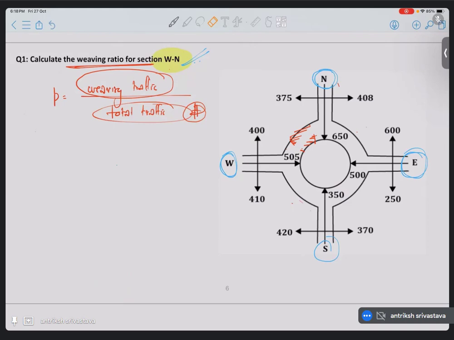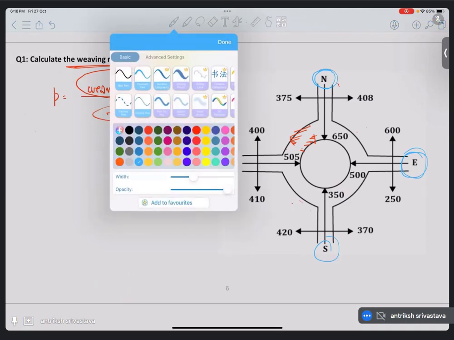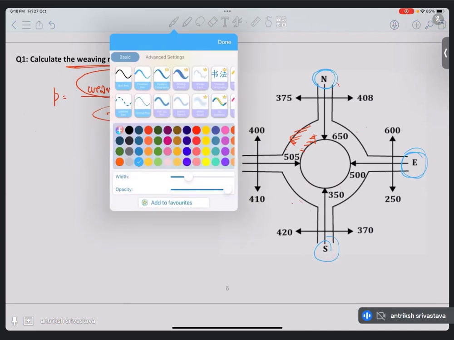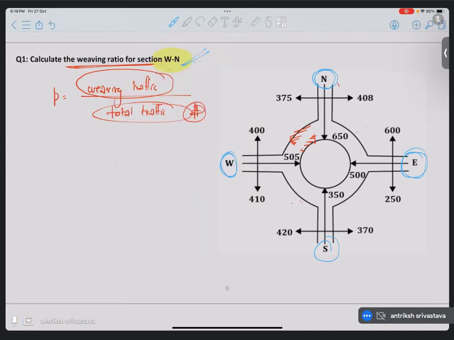Okay, let's start. Let me increase the width a little bit. From west, a car can go left, a car can go straight, but it will have to go through the rotary, and then it can go right also. In all these three cases, it is going to pass through this particular section, that is the weaving section. So let's draw this here.